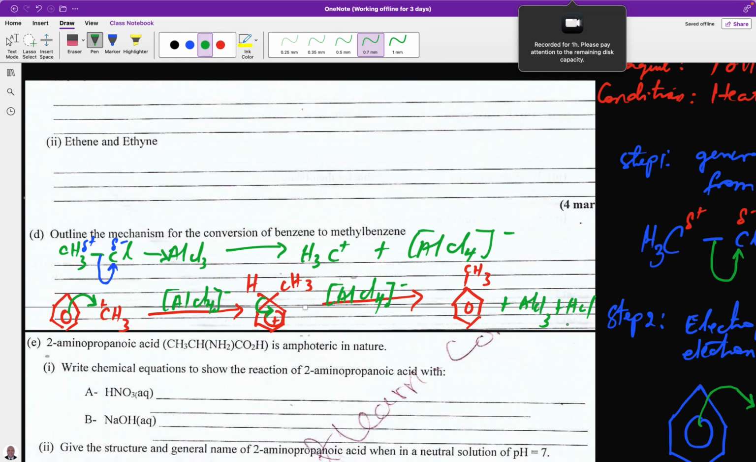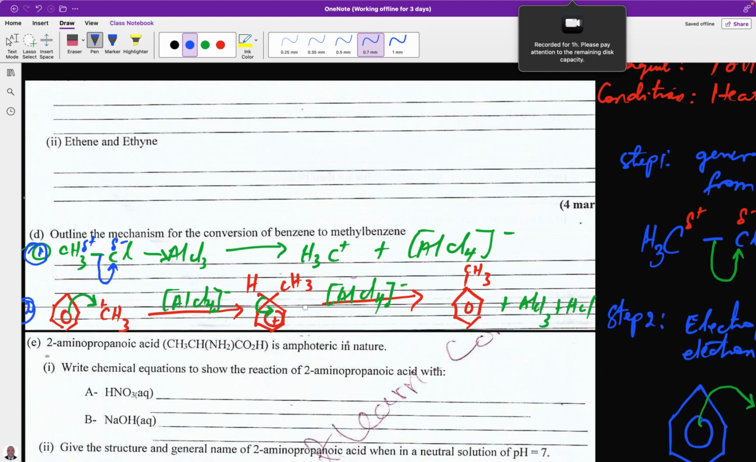That's all. Generation of the catalyst, generation of the electrophile, that is step number 1. Then step number 2, electrophilic attack. The electrophile is now attracted to the ring. Distortion of the ring. Hydrogen expelled. This is formed.